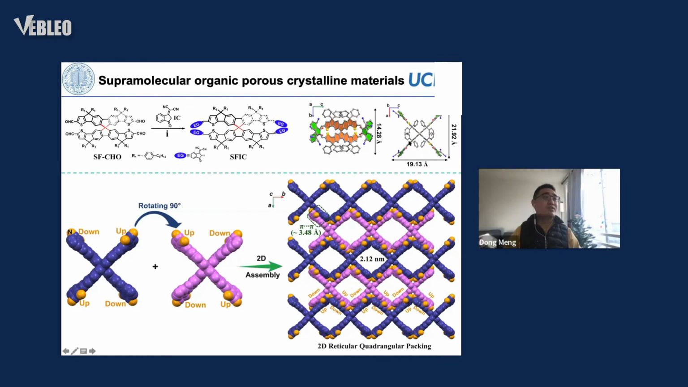This is the crystal structure, and this is the assembly structure. It is just a single layer. From the structure, we can see each molecule connects to another one at 90 degrees. It uses pi-pi interactions at a distance of about 3.48 angstroms, which is perfect face-on orientation. For the single layer, the pore size is about 2.12 nanometers.